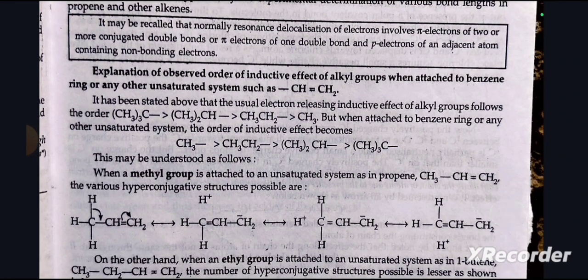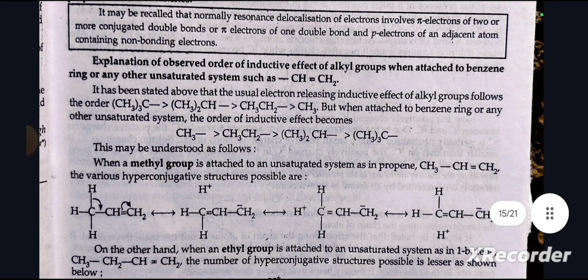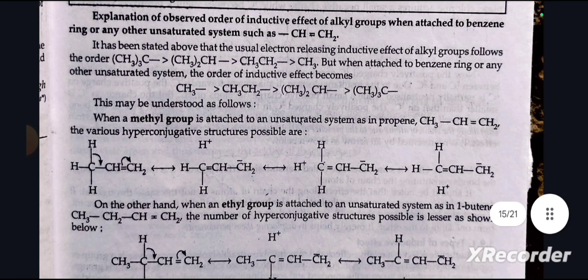Explanation of the observed order of inductive effect of alkyl groups when attached to a benzene ring or any other unsaturated system such as CH=CH2. It has been stated above that the usual electron-releasing inductive effect of alkyl groups follows the order (CH3)3C > (CH3)2CH > CH3CH2 > CH3. But when attached to a benzene ring or any other unsaturated system, the order of inductive effects becomes CH3 > CH3CH2 > (CH3)2CH > (CH3)3C. This may be understood as follows.